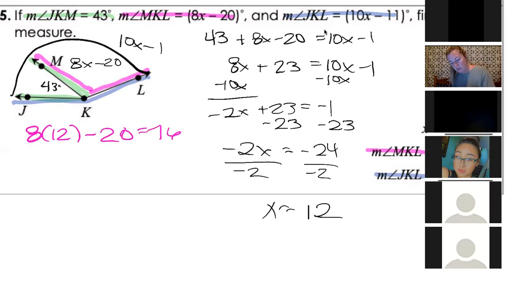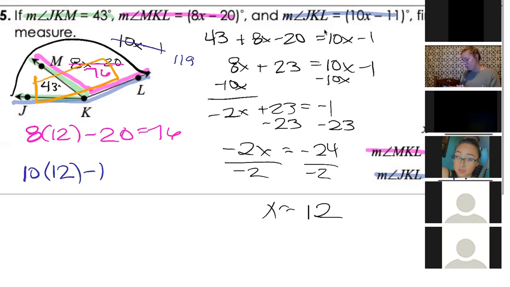Okay. Then we look at the blue one, so I'm going to write in blue. So we have 10 times 12 minus 1, which gives us 119. How could we check our work and see if we are correct? Well, for the inside we got 76, and for the outside one, in blue, we got 119. If we took these insides and added them together, it should equal 119. So 43 plus 76 gives us 119.